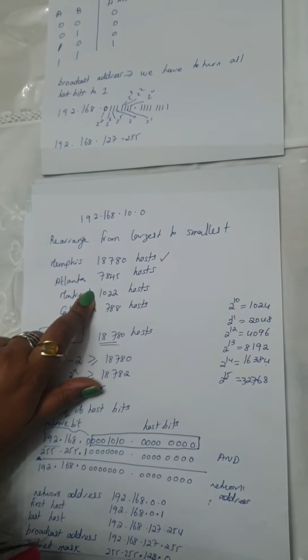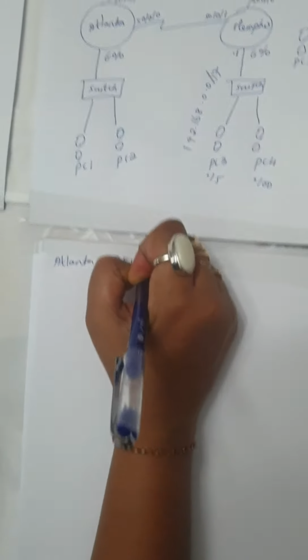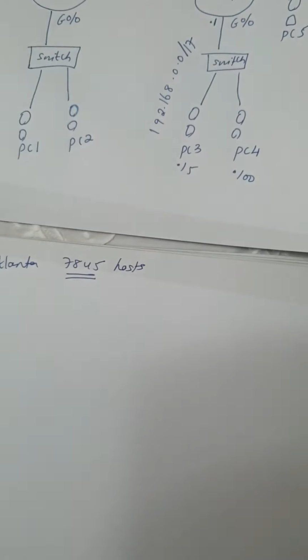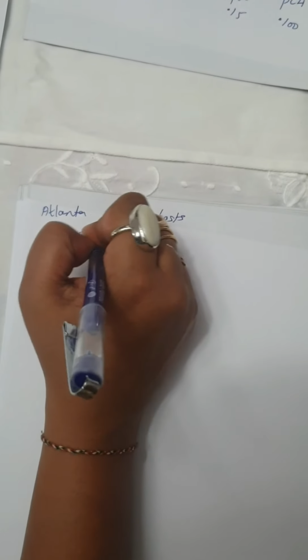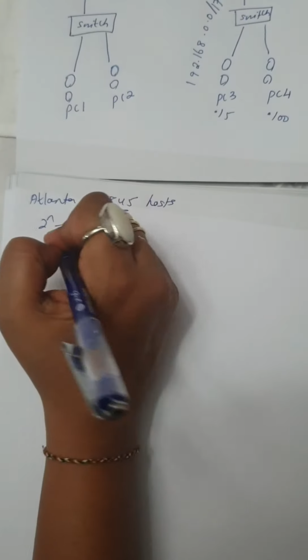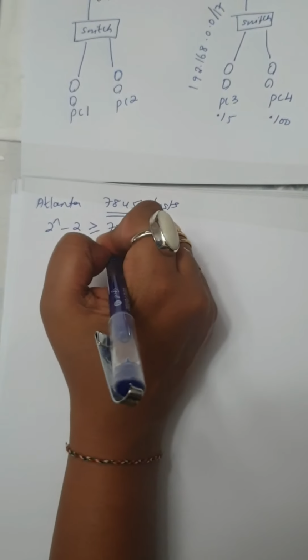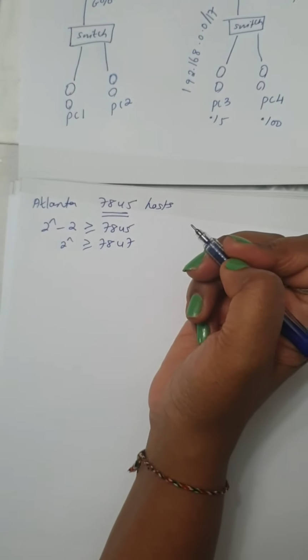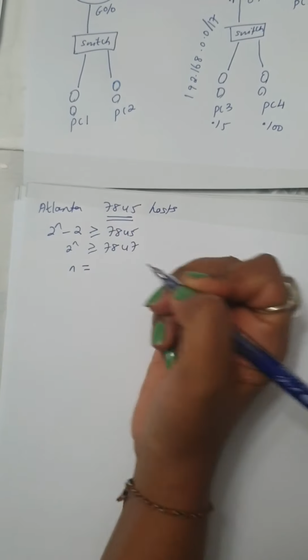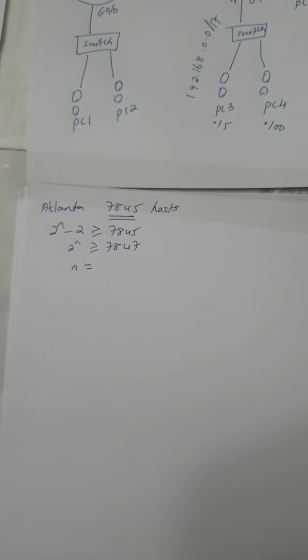Now we have to do Atlanta. For Atlanta, we need to give 7,845 host addresses. So 2 power n minus 2 is greater than or equal to 7,845. So now it is 7,847, because we put the 2 here. Now n is the number of host bits that will be required.